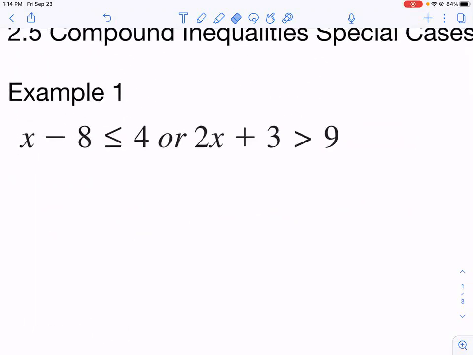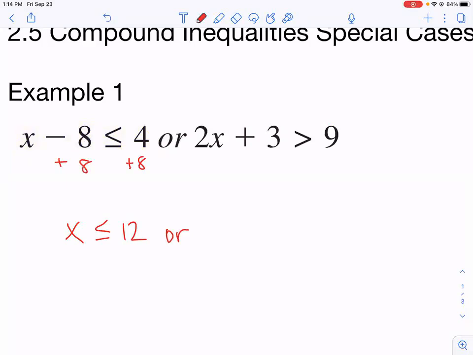So you've written down example 1. We are going to solve this together. Colin, for this guy right here, what do we need to do? Plus 8 equals, plus the 4 equals. So x is less than or equal to 12. Or, now we need to solve this guy right here.